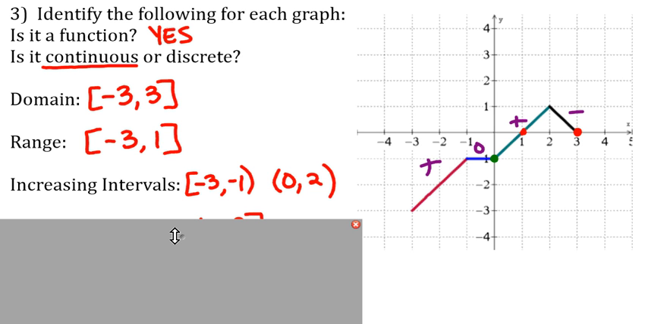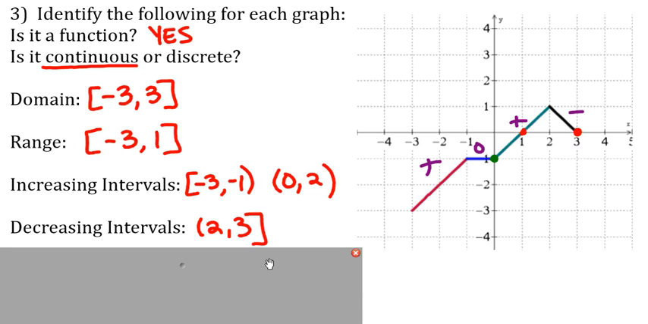We have one interval that's decreasing, which is from 2 to 3. So I'd have a parenthesis 2, comma 3 bracket, because it's ending. And constant intervals, yep, -1 to 0. And again, they're changing directions at each part of the interval, so I need parentheses for those.